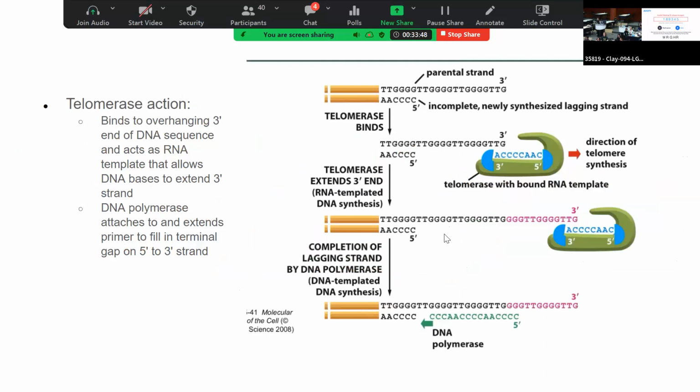Okay. Telomerase action, which maybe is a bit different to what you learned in high school. Basically what this means is it just prevents the ends of the chromosome from getting degraded. So you can see here that we have this telomerase, which attaches to the end of the DNA on the 3' end, synthesizing it in this direction. So as you can see, the DNA is now longer than it needs to be.